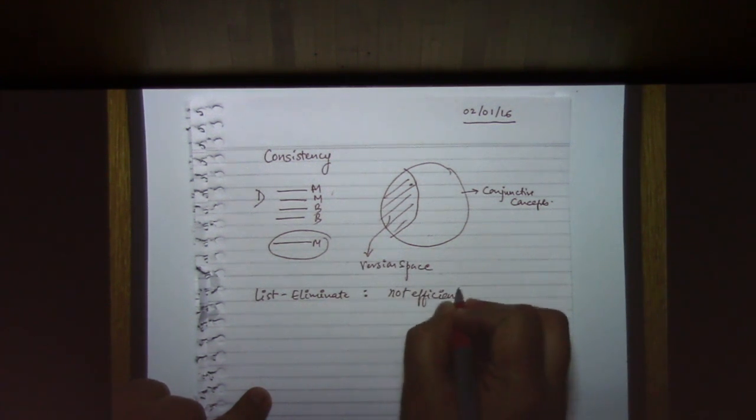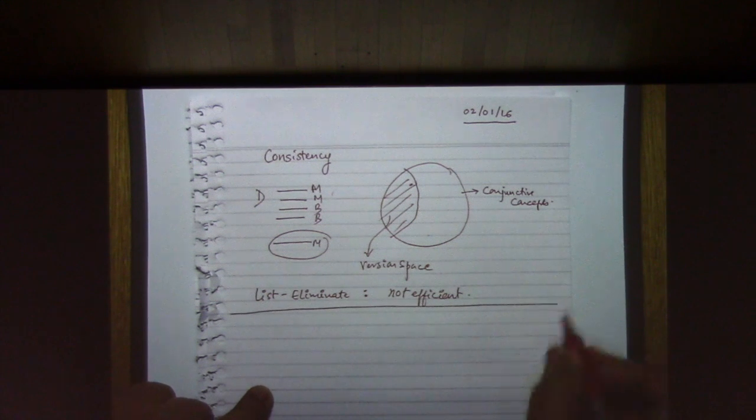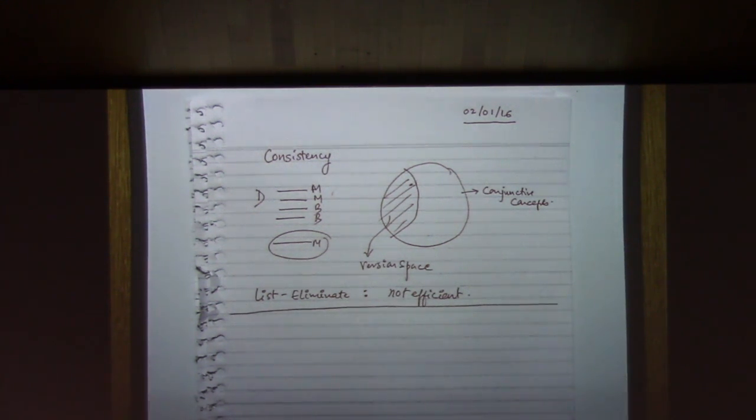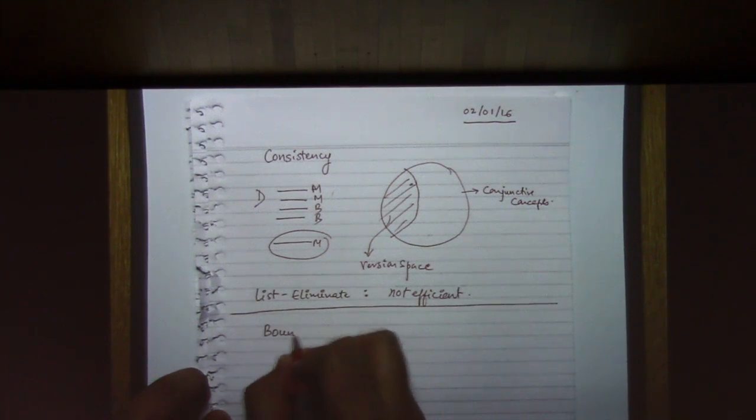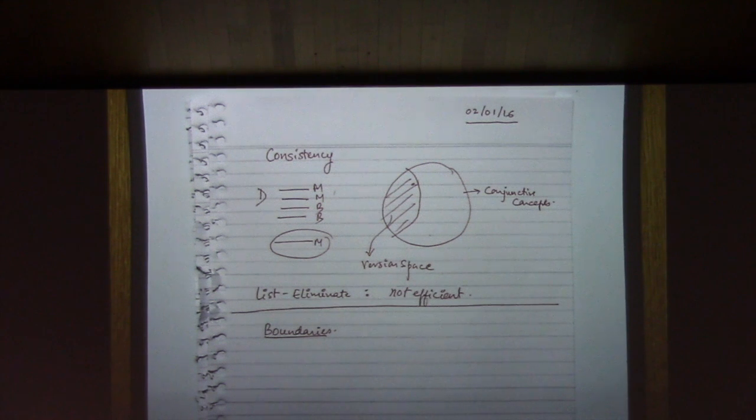All right. To understand this new algorithm, we've introduced this concept of boundaries of a version space. Okay. So boundary. What we saw in the last class was that if you look at version space, which essentially is a set of hypotheses, right?